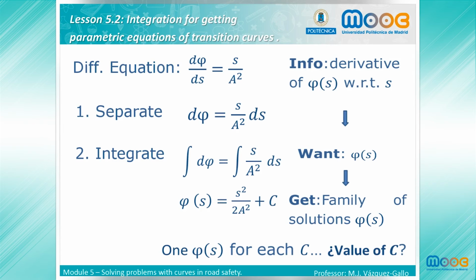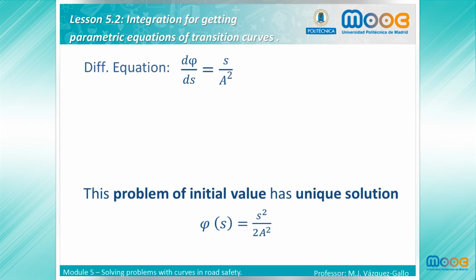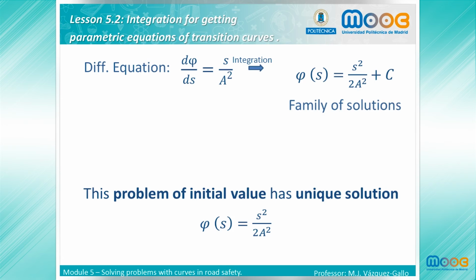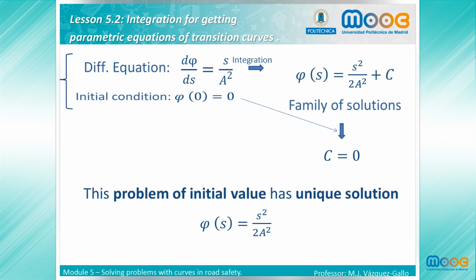The question is, can we select from this infinite family of solutions the one we are looking for? Remembering that we know that initially when the arc length traveled is 0, the angle phi is 0 as well, we will find that phi of 0 must be 0, so the constant c must be 0 too. A differential equation plus an initial condition of this type is known as an initial value problem that typically has a unique solution.